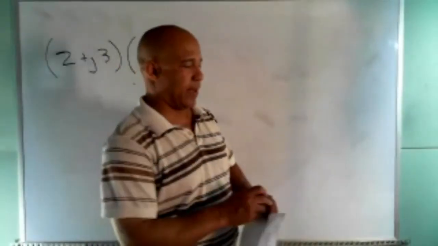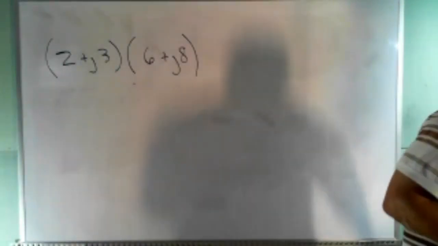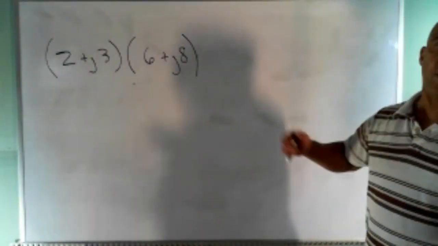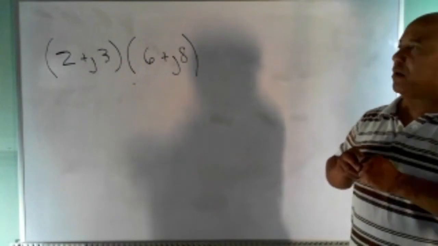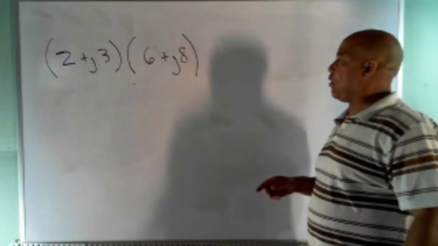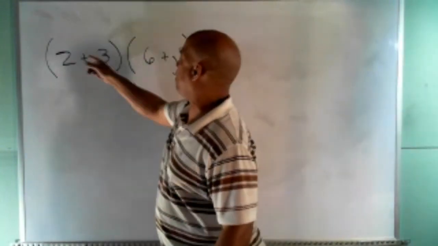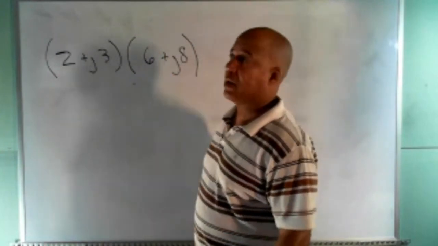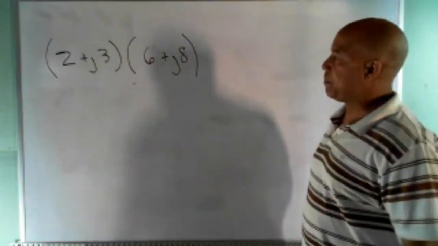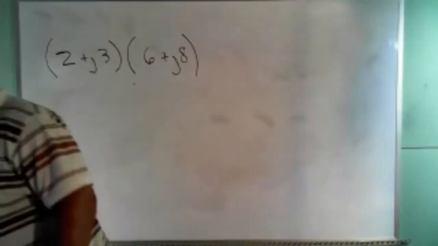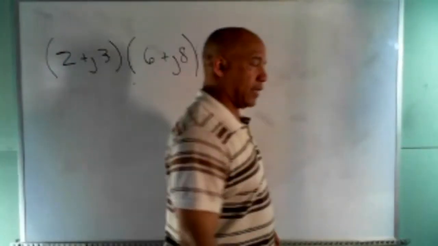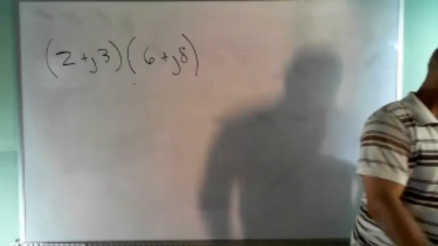So how would you do that? Well, you can use your FOIL method. Remember that FOIL thing you learned in algebra? I don't use FOIL. I just make sure every term over here is multiplied by every term over there. So you go ahead and do that. I'll pause for a second and let you do that, and then we'll do it together.